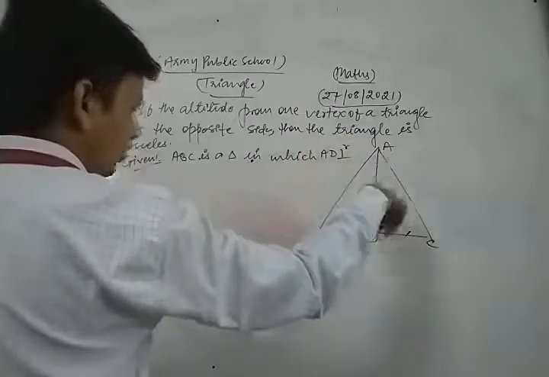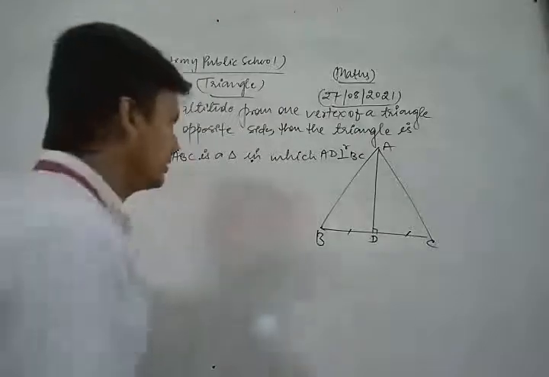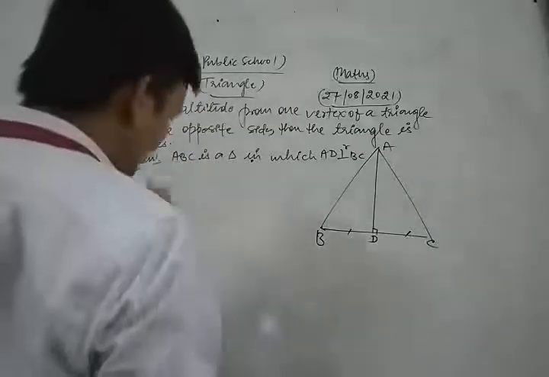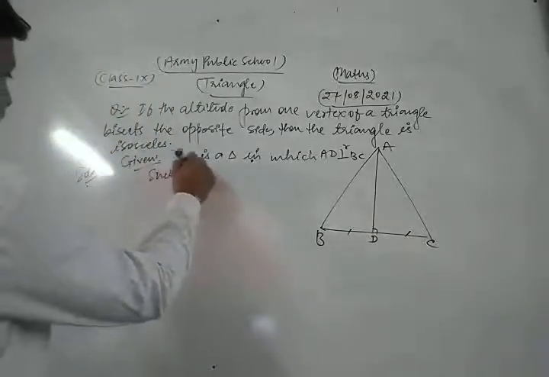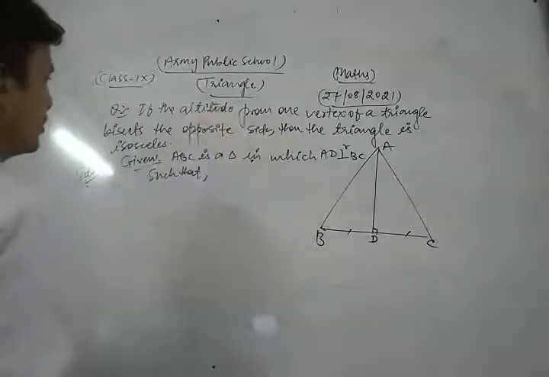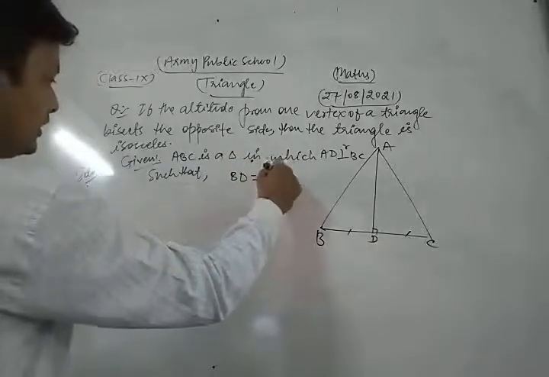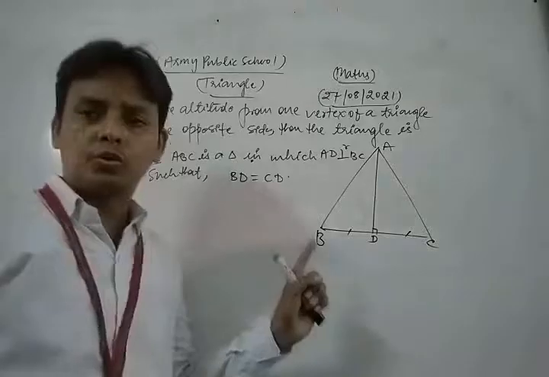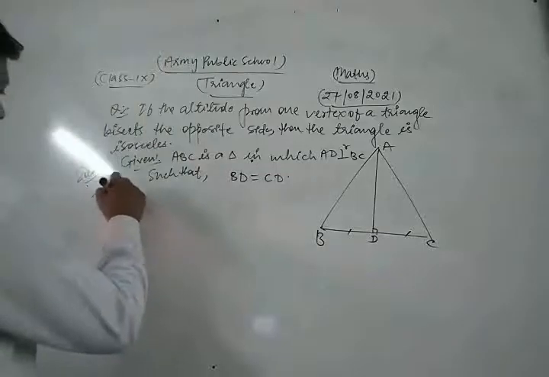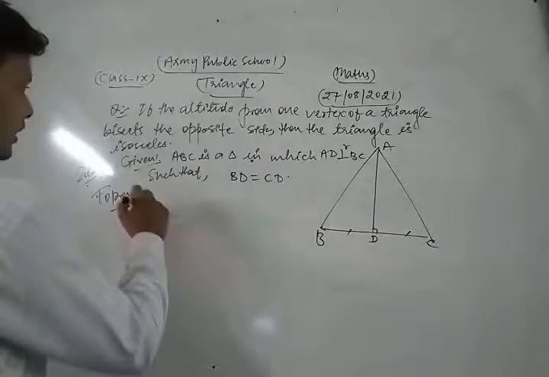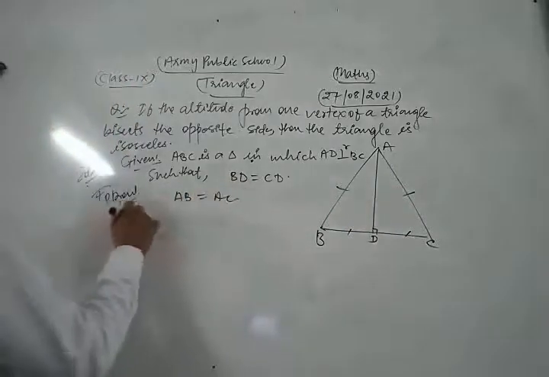Given: ABC is a triangle in which AD is perpendicular to BC such that AD bisects the opposite side, that is BD is equal to CD. This is given in our question. Now to prove triangle ABC isosceles, we have to show that AB is equal to AC. Now let's see its proof.